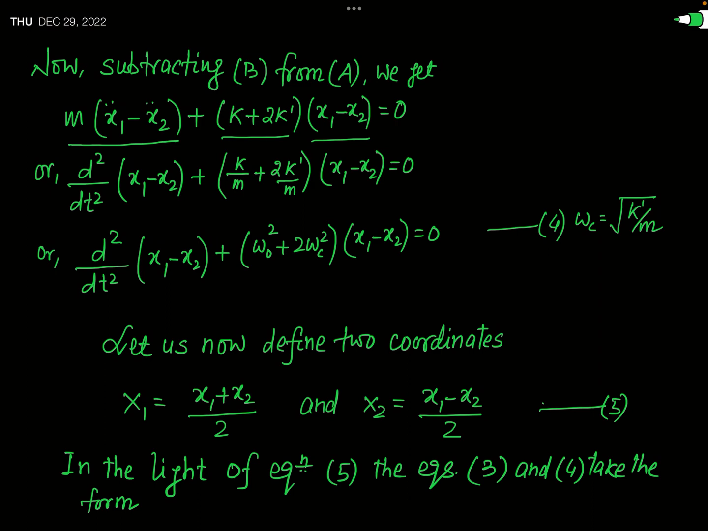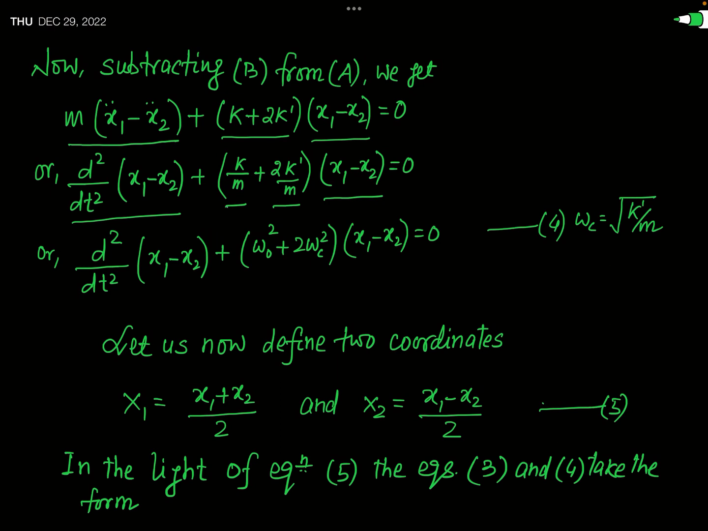And this can be written as d2 by dt square of (x1 minus x2), as m has been taken as a common factor. So in the second term we will divide both terms by m. So this will be (k by m plus 2k prime by m) times (x1 minus x2) equal to 0.